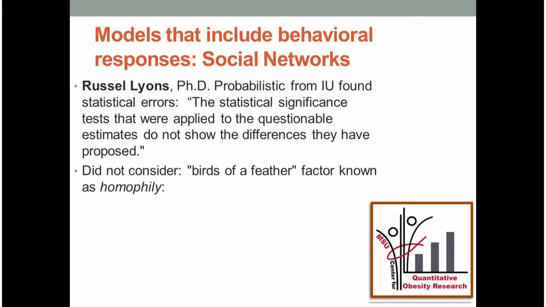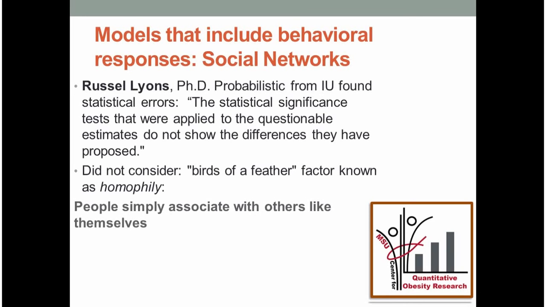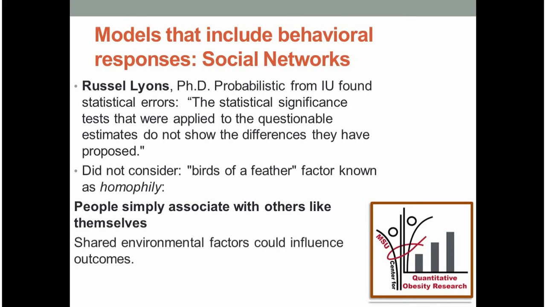One of the other issues, other than the statistical significance test, was that the models did not consider what they call the birds of a feather factor, which is known as homophily. It means that people simply associate with others who are like themselves. So maybe you pre-select friends with a similar BMI status as yourself, which is what David calls a confounding effect. They might also have shared environmental factors that could influence outcomes. It could be a combination of both of these things. So these things weren't considered.